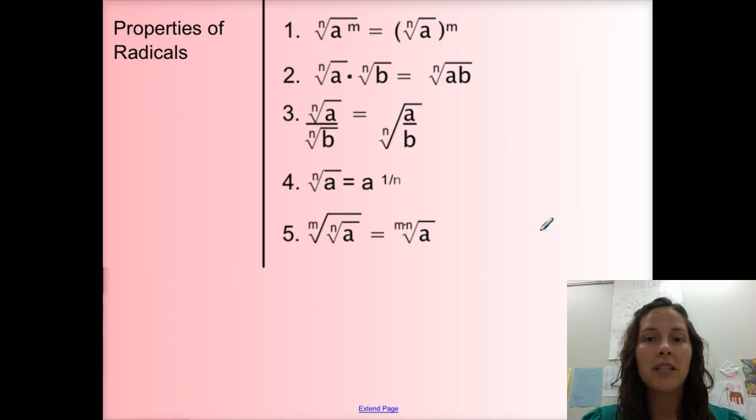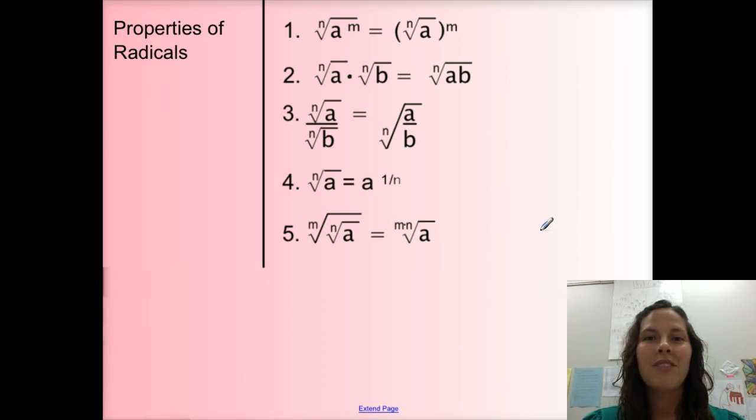So looking at our properties of radicals, just like we saw yesterday with raising a number to a rational exponent, these can be converted to exponential form, so the properties should look fairly familiar. If you have the nth root of a to the m power, you can switch it around. Property 2, if you're multiplying two roots with the same index, you can multiply the radicands together under one radical sign. Same for number 3, you can put division under one radical sign as well, as long as they have the same index.